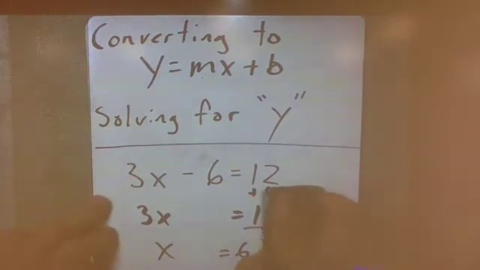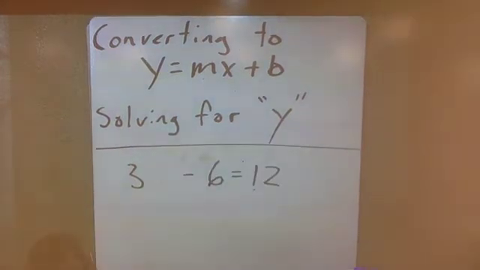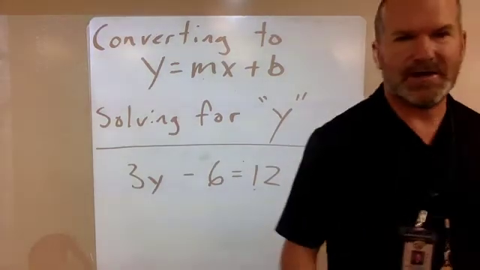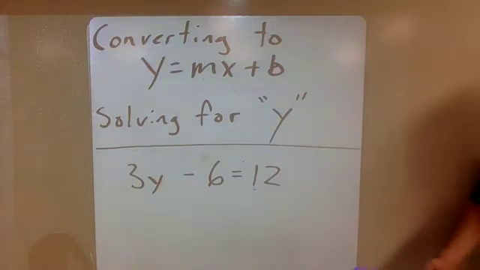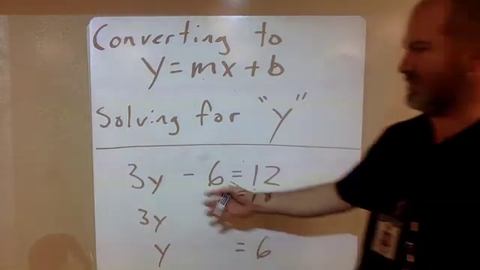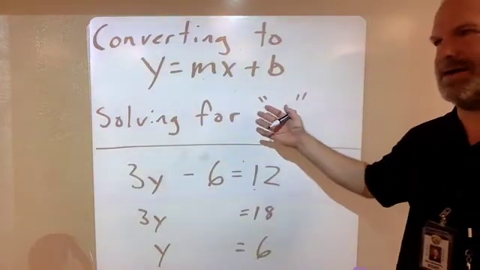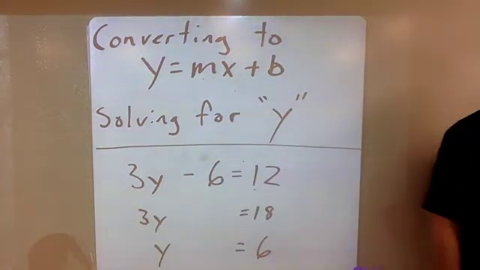Now, what if this letter, this variable x, was a y instead of an x? Well, you would do the exact same thing. See, really, you already know how to solve for y, because you've been solving for x for a while now, and solving for any letter is the same technique. It doesn't matter if it's an x, a y, an a, whatever. So for solving for y here, you would add 6 to the other side, and then you would divide by 3, and y is 6, just like it was when the variable was an x instead of a y. So solving for y isn't anything new. It's just solving for a variable, which you've already been doing.